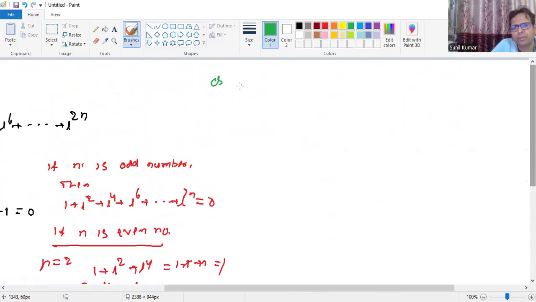We have a question here. Suppose we have to find the value of the summation, n from 1 to 30, of i to the power n plus i to the power n plus 1. So we have to find the sum of these values.